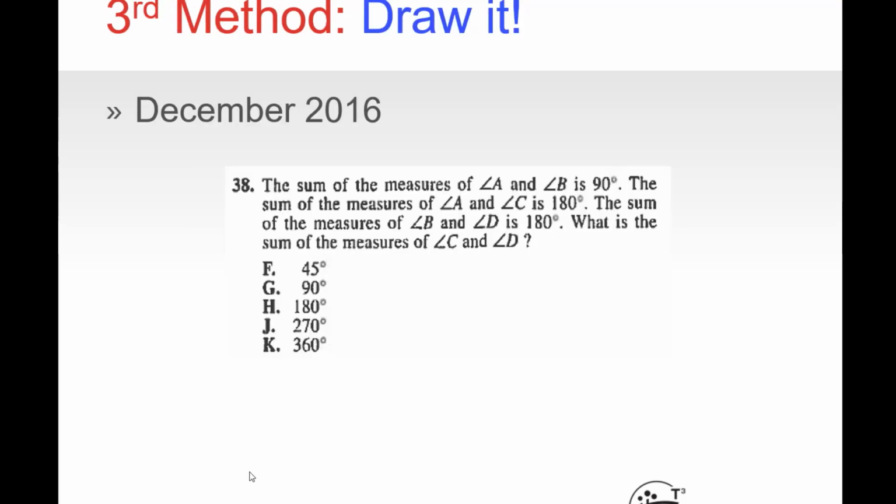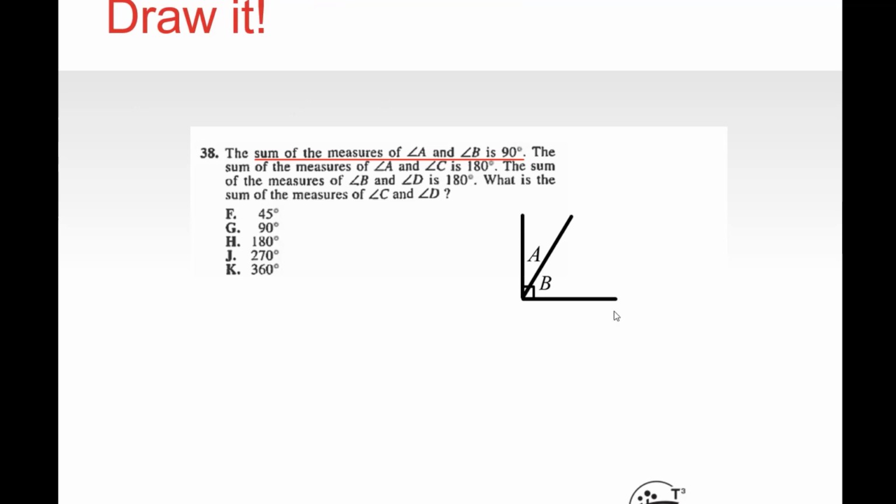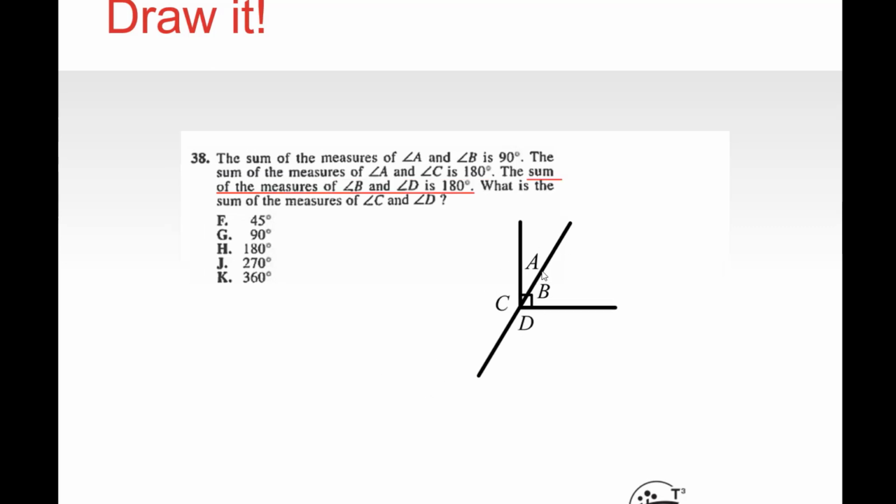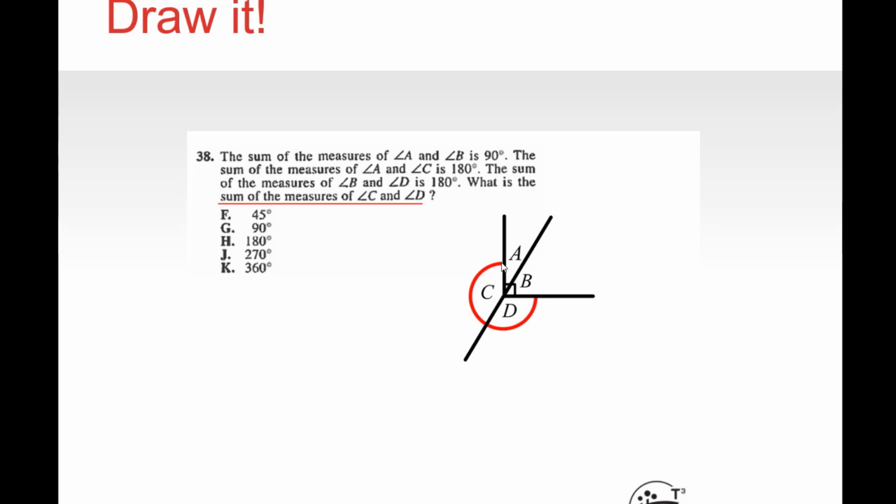A third way is to draw it. And I never would have thought of this if someone hadn't shown it to me. See what you think. Since A and B add up to 90, they form a right angle. They're complementary. A and C will form a straight angle. They're supplementary. B and D also form a straight angle. They are supplementary. And so the sum of the measures of C and D are 3/4 of a circle, and 3/4 of a circle would be 270. Pretty clever, huh? Press pause as needed anytime.